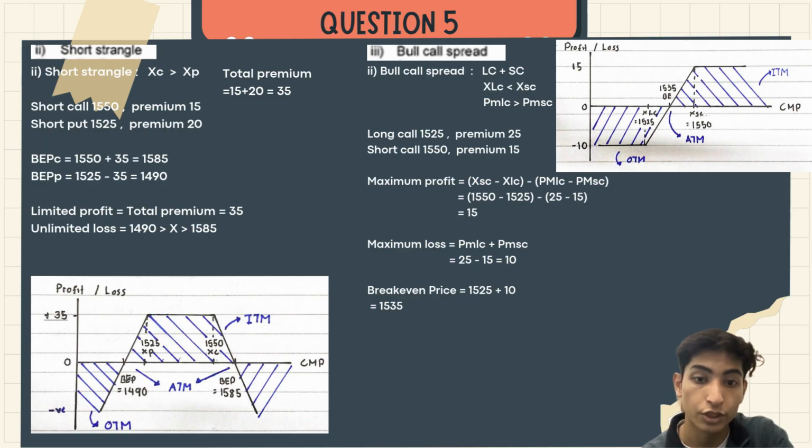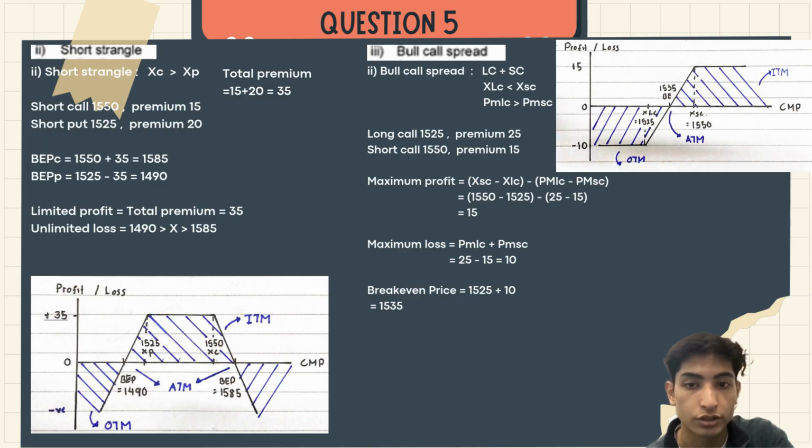The maximum profit is limited to the total premium received, which is 35 points. This happens when the OKLI's price stays between 1525 and 1550 because both options will expire worthless. However, the potential loss can be large if the market moves strongly below 1490 or above 1585. So this strategy is suitable when the investor expects the market price to remain stable or move within a small range. The diagram shows a flat top between 1525 and 1550, showing the maximum profit of 35. Loss begins when the price falls below 1490 or rises above 1585.